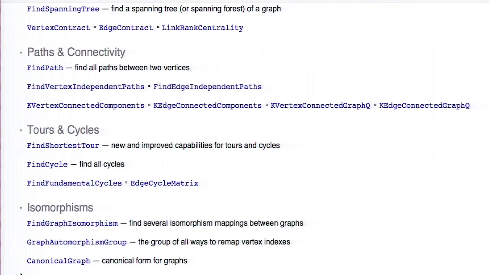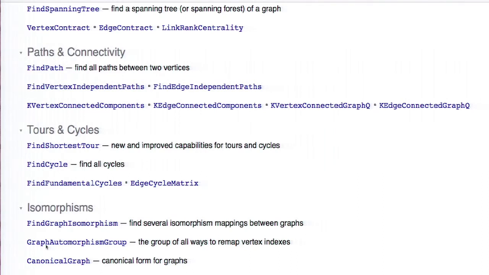So the next set of functionality we also introduced or enhanced is about FindIsomorphism. Before, our function FindIsomorphism could just find one isomorphism. Now we can find all of the isomorphisms you want between two graphs. And we also introduced GraphAutomorphismGroup. This is kind of hardcore graph theory if you are interested in that. Essentially it gives you the group of all automorphisms of a graph.